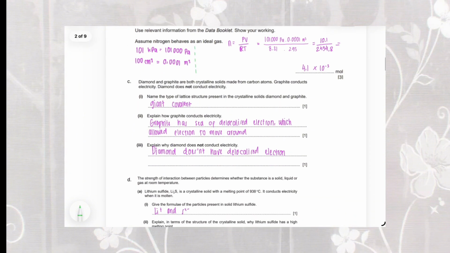C. Diamond and graphite are both crystalline solids made from carbon atoms. Graphite conducts electricity. Diamond does not conduct electricity. C1. Name the type of lattice structure present in the crystalline solids diamond and graphite. The answer is giant covalent. C2. Explain how graphite conducts electricity. The answer: graphite has delocalized electrons, which allow electrons to move around. C3. Explain why diamond does not conduct electricity. It's because diamond doesn't have delocalized electrons.